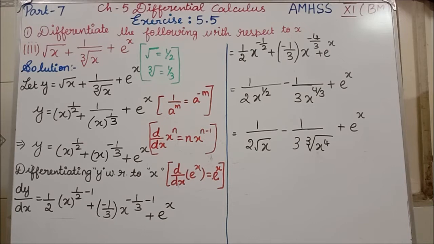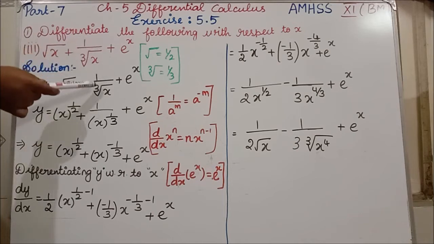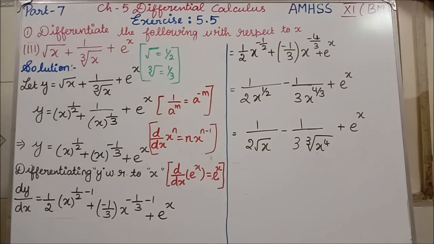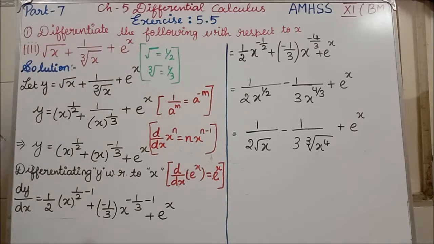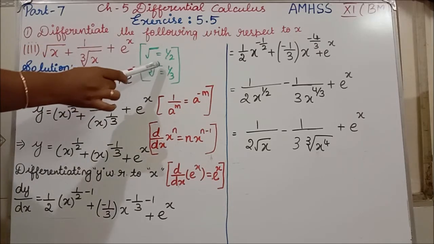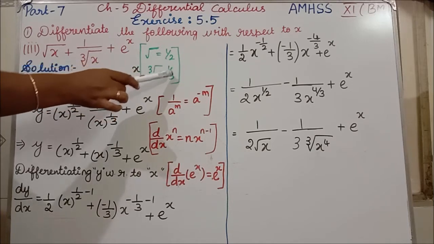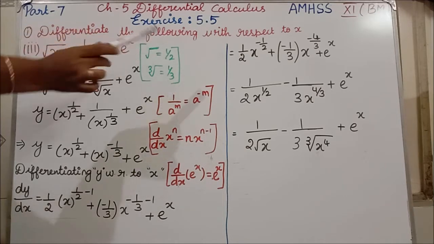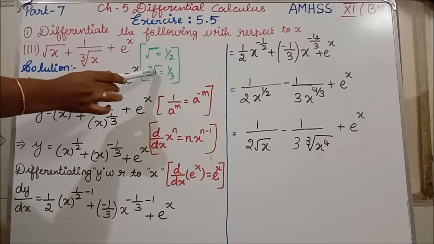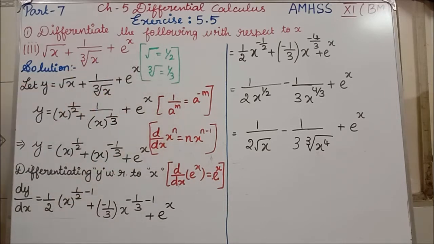The first step is what? We have to take the question as y. Let y equal to root x plus 1 divided by cube root of x plus e power x. I want to tell you one thing. Only the root symbol means it is 1 by 2, square root means 1 by 2. If you have 3 inside the root symbol, that is cube root, that is 1 by 3. Clear, all of you? For your understanding I have written this. If you need, you can write it in your class book in pencil.